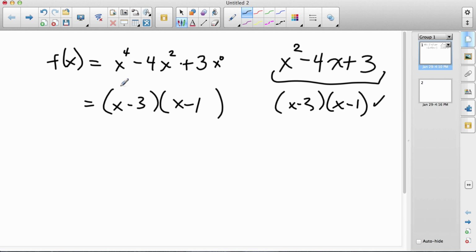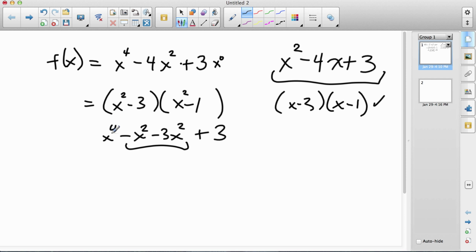But since this is x to the fourth, to get that, I need a squared here and a squared there. So x squared times x squared is x⁴. X squared times minus 1 would be a minus x squared. Minus 3 times that would be a minus 3x squared. Together, those give me a minus 4x squared. Minus 3 times minus 1 is a positive 3. And so you're factoring it like this, but this is just a different form.